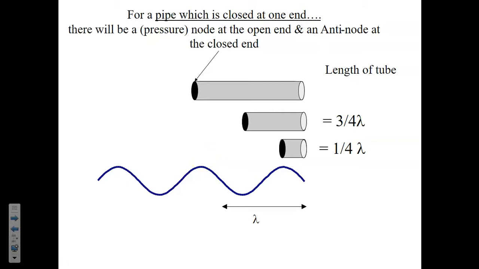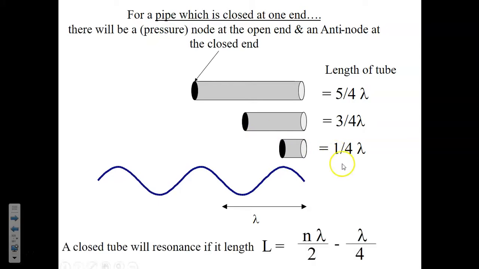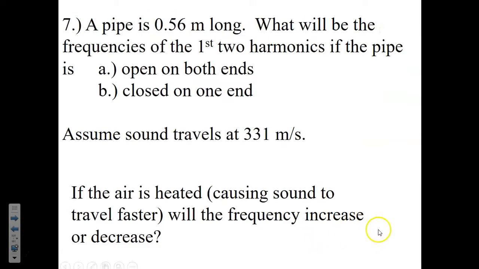And so that's the third harmonic, which is 5/4 of lambda, and then you can kind of see what the pattern would be here. 1 plus 2/4 lambda, or n lambda over 2 minus 1/4. I think that's what I said. So this is the equation that relates the length of the pipe and the harmonic number for a closed pipe wave. Okay, so the pipe is 0.56 meters long.